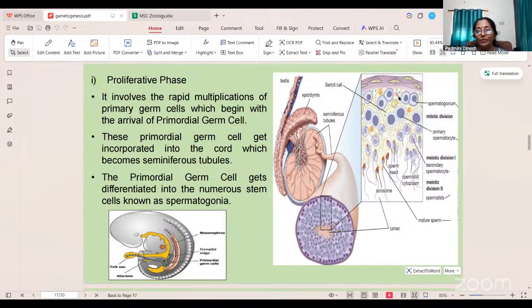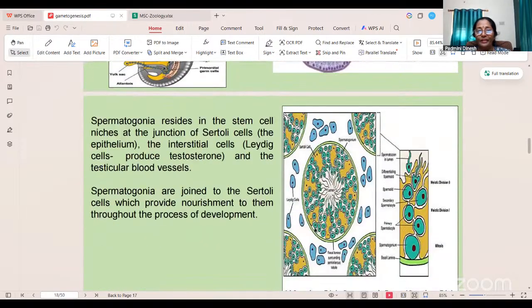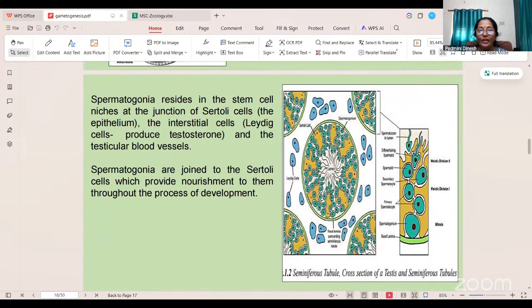Some of these primordial germ cells, when they move to the gonadal regions, get accumulated in the seminiferous tubules. And from here, they get differentiated into spermatogonia. Now, how are they going to go? Well, the spermatogonia reside in the stem cell niches at the junction of the Sertoli cells. So these yellow-colored ones are the Sertoli cells that I was talking about. There are some more important cells. This is the Leydig cells, and this is the Sertoli cells.